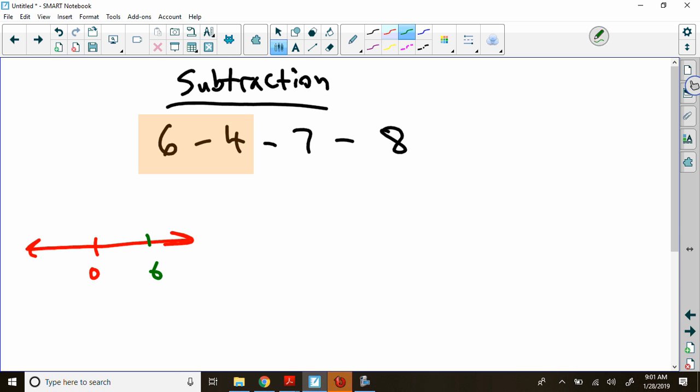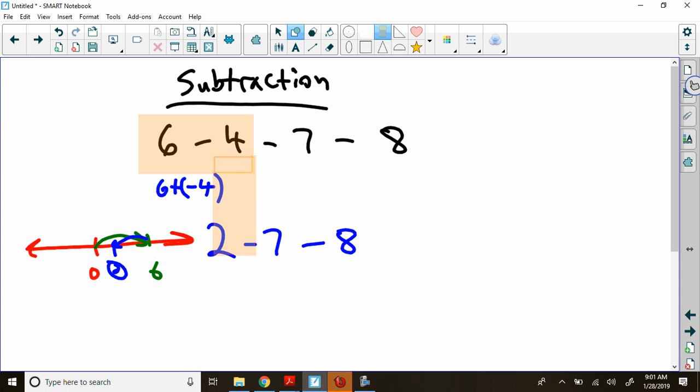6 is going to be out here, so that's 6. And then minus 4, that's the same thing as 6 plus -4. So I'm going to go 4 back this way, and that's going to put me right here at 2, right? So 6 minus 4 ends up equaling 2. So recopying the rest of it, I got 2 minus 7 minus 8.